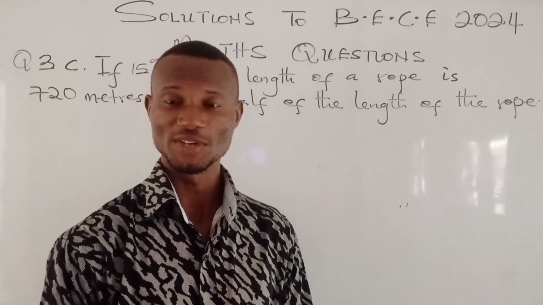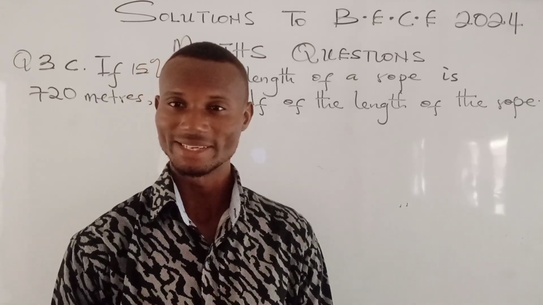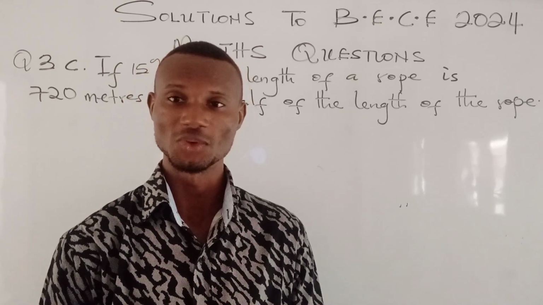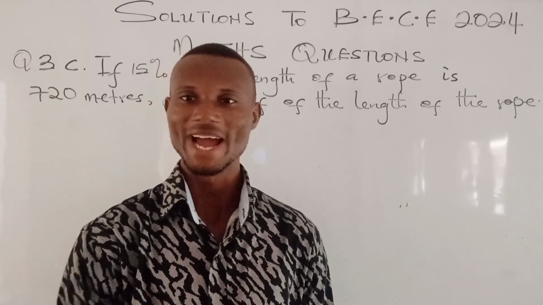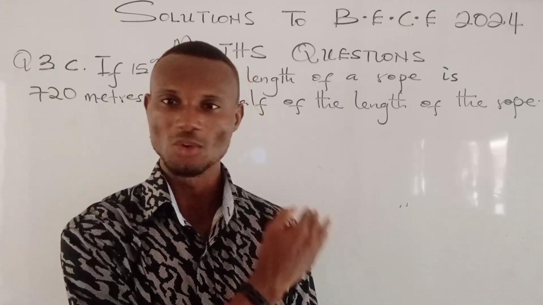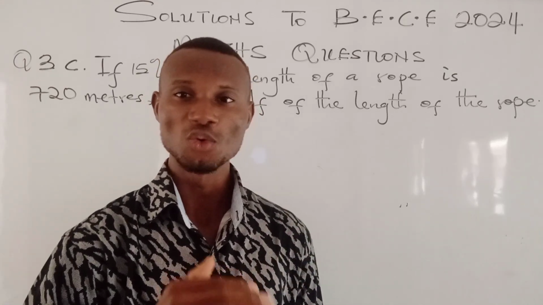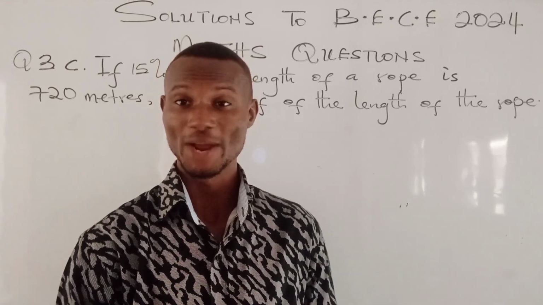I've explained to you that if you don't know anything in a word problem question, what you do is that you represent it by a variable. So here what we don't know in the question is the length of the rope, and I hope you agree with me.